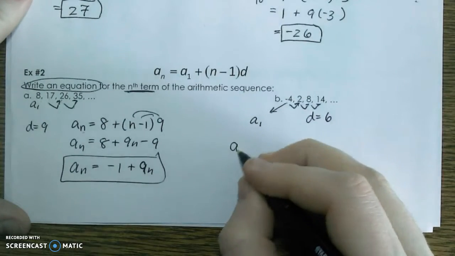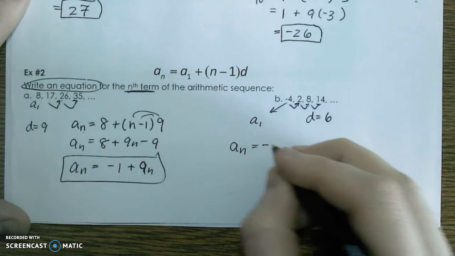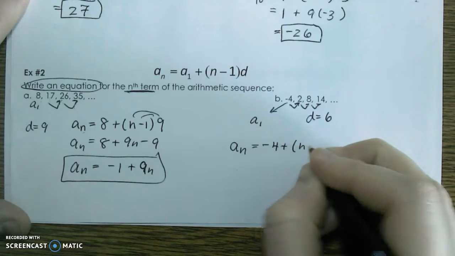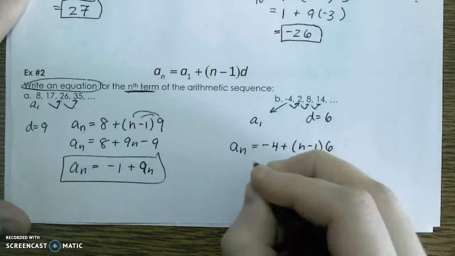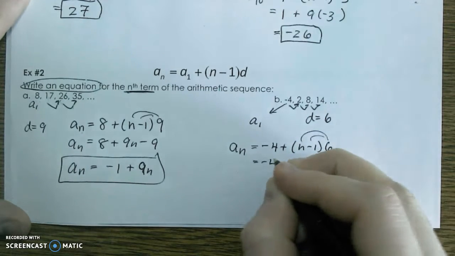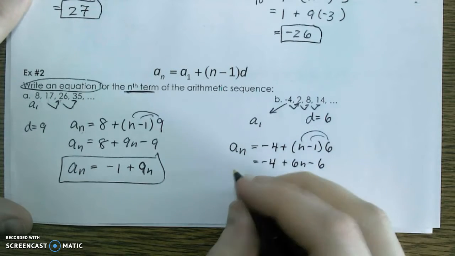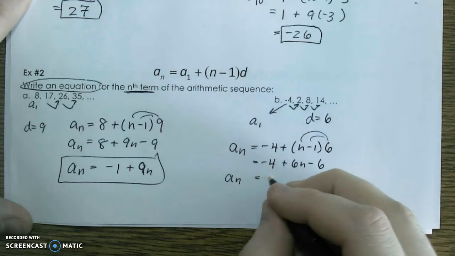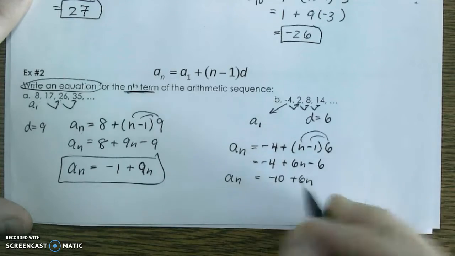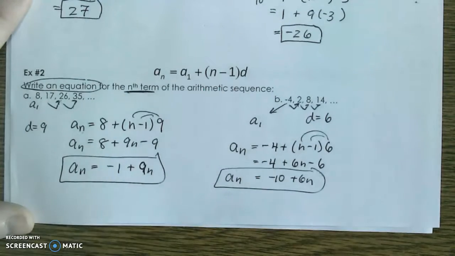And that's all we need to make our nth term. So we have negative 4 plus n minus 1 times the common difference. Distribute your common difference. We're going to simplify this equation as much as we can. Combine like terms, and we get negative 10 plus 6n is the equation for the nth term.